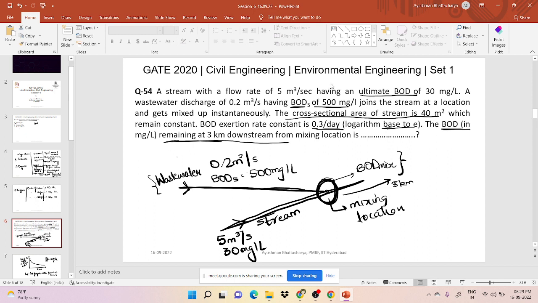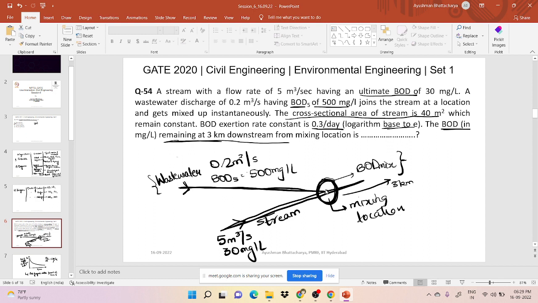So in the question they are telling us about one wastewater and the stream. The wastewater is joining the stream. So after joining the stream, what will be the BOD remaining at 3 kilometers downstream from the mixing location? For the wastewater, they have mentioned the flow rate and the BOD 5 as 500 milligram per liter, and for the stream also they have mentioned the flow rate of 5 meter cube per second and the BOD ultimate of 30 milligram per liter.